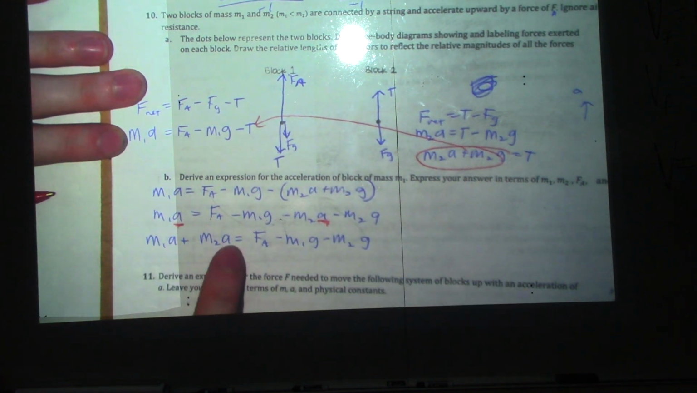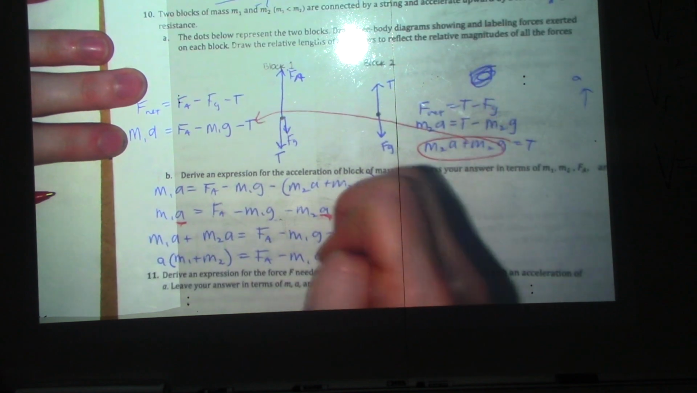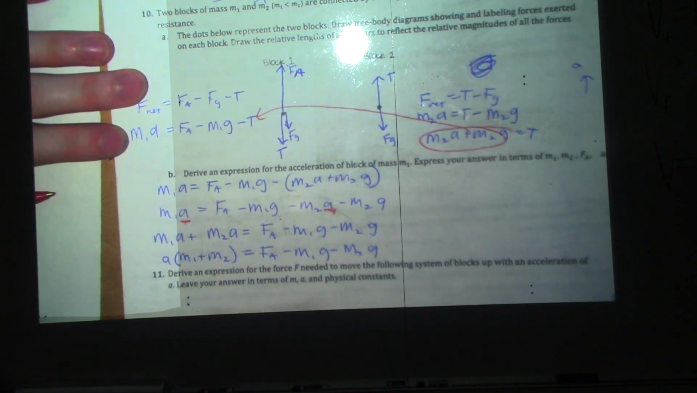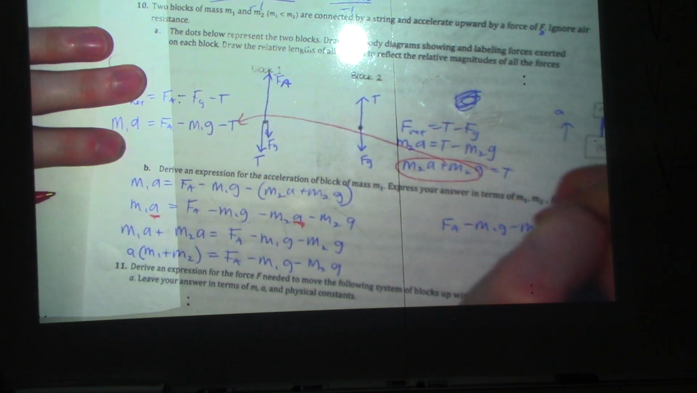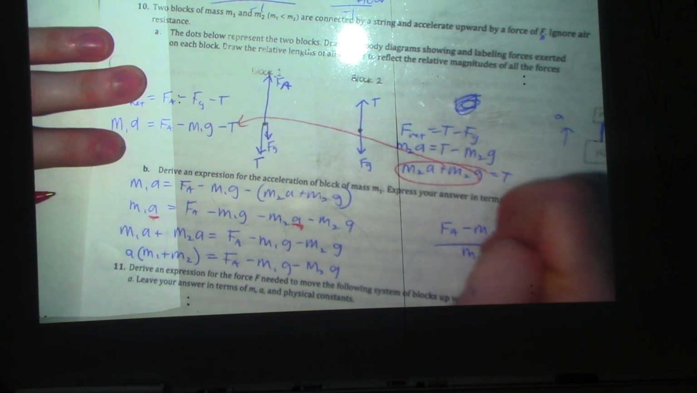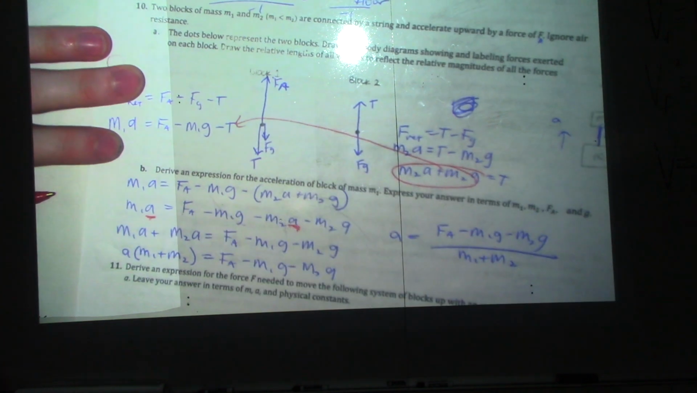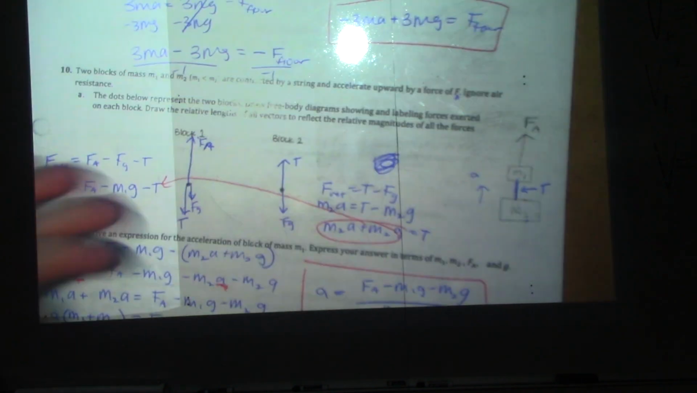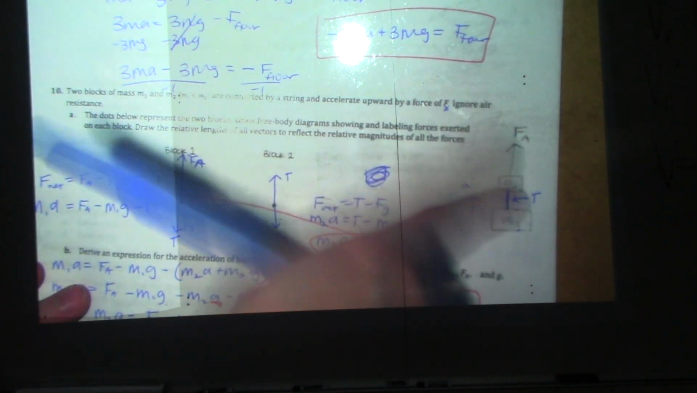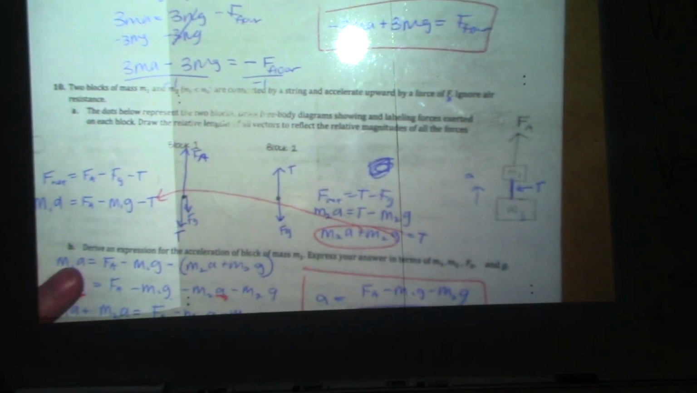Now these both have a, so what I need to do is pull the a out front, and that's going to give me a times M1 plus M2 equals this, which has not changed. And then last, I divide this term over. So I have Fa minus M1g minus M2g all over M1 plus M2, and that is my acceleration. Which kind of makes sense because it's my upward force minus both of these weights divided over both masses to get the acceleration of the system.